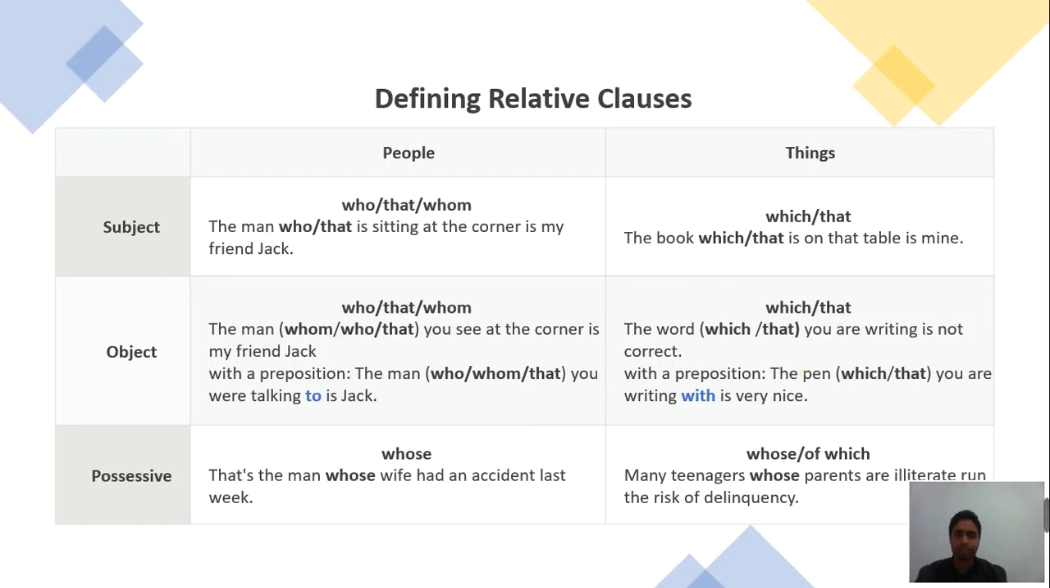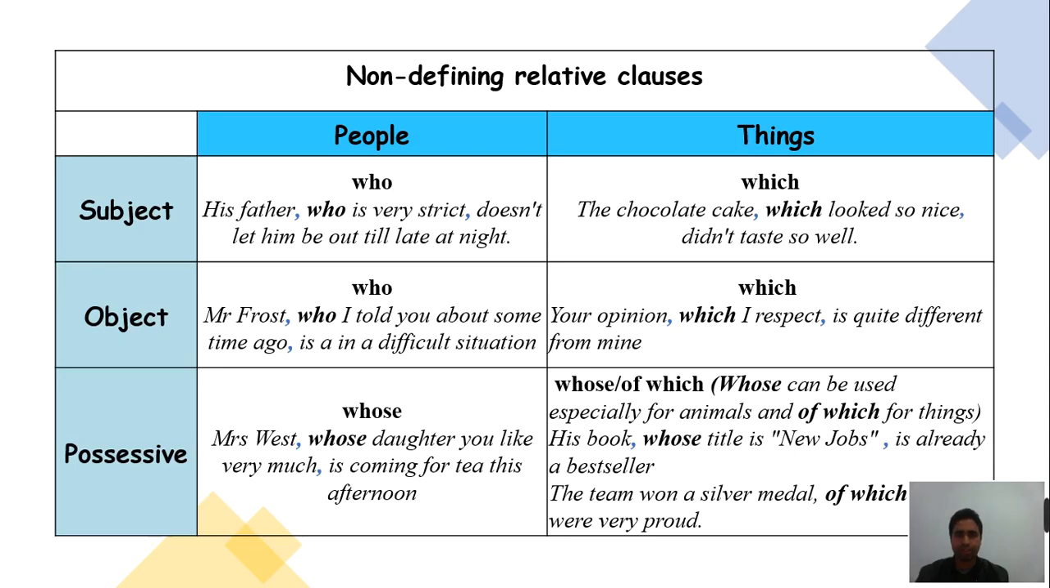Well, here there is a chart that explains more about defining relative clauses. We have as a subject, an object, and possessive case. We have people and things. You can go into this chart and learn more about the usage of defining relative clauses. This is concerning non-defining relative clauses. As you can see, the same thing. We have people, we have things, we have subject, object, and possessive case.